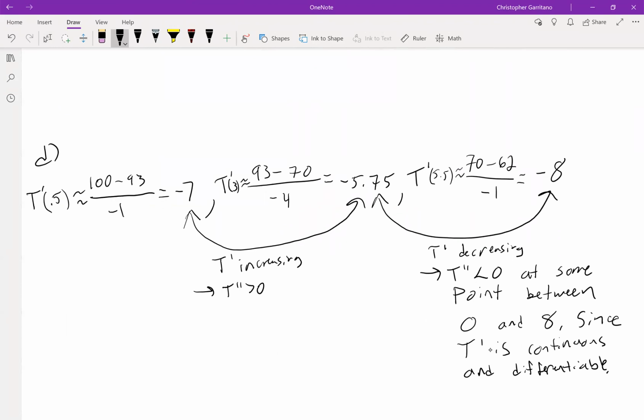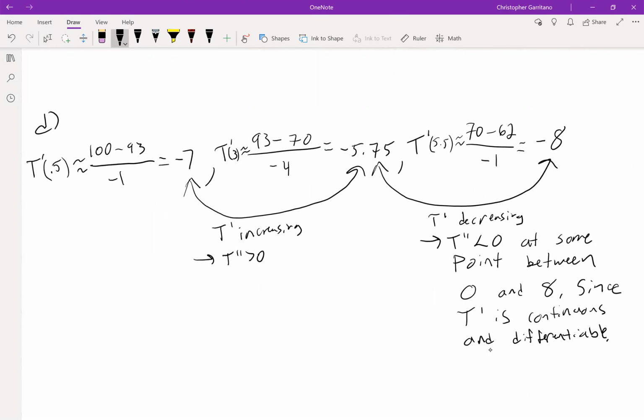So if we see what happens from x equals 3 to x equals 5.5, our approximations for t prime went from -5.75 to -8. That's a decrease. So we can see that t prime has decreased from x equals 3 to x equals 5.5, which implies that t double prime must be negative at some point between 0 and 8, more specifically at some point between 3 and 5.5. However, the question asks for between 0 and 8, and so that's why I stated 0 and 8.